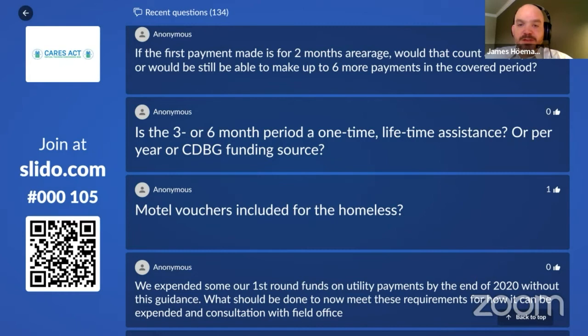Motel vouchers included for the homeless. We're not a voucher program. CDBG does not do vouchers. You can certainly go to a motel or a hotel and enter into an agreement with them. They would be the ones that you would pay directly for the homeless.